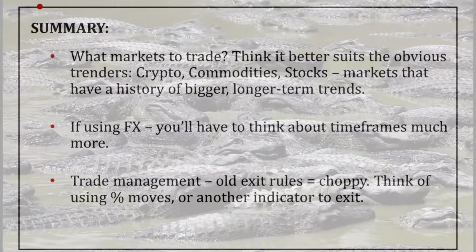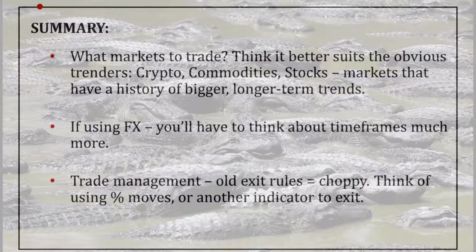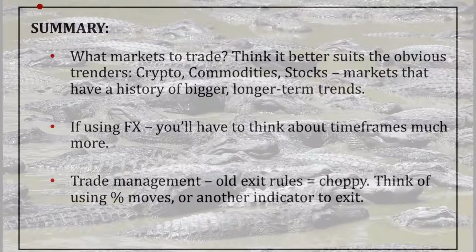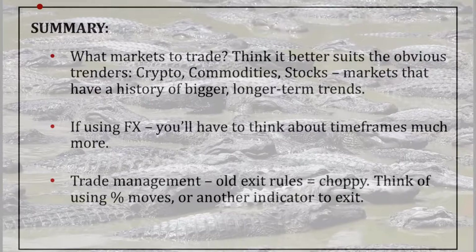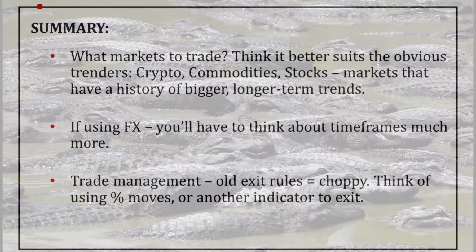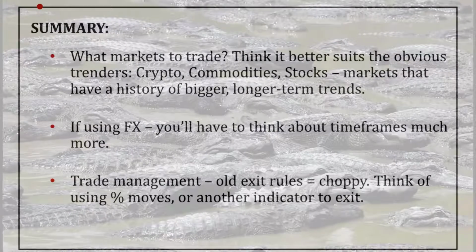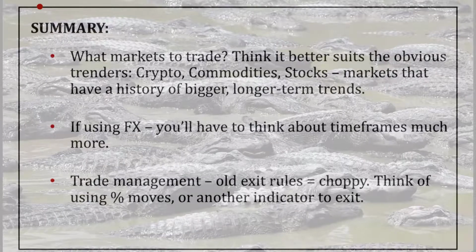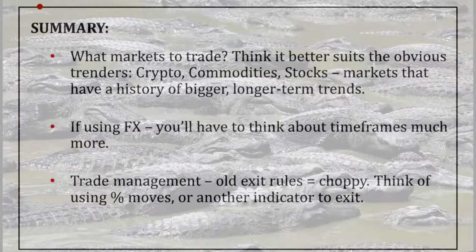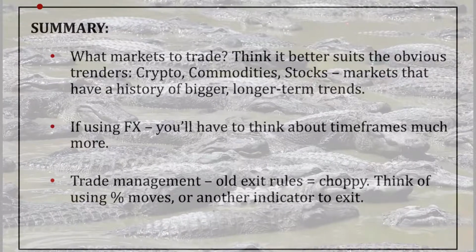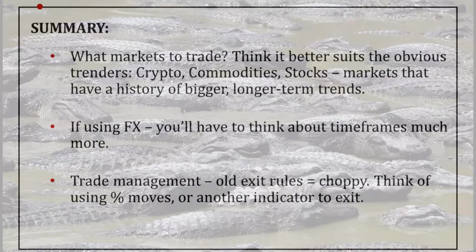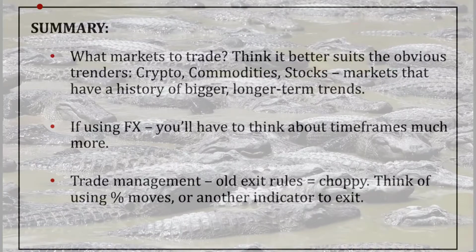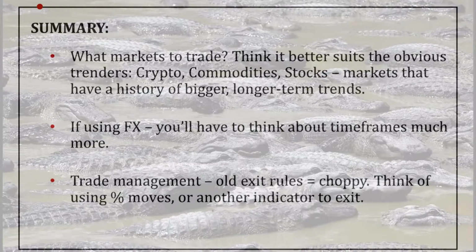So what markets can you use to trade this in? Well, this is my own opinion. I think it better suits the obvious trenders from the historical ones like cryptos, commodities, stocks that are known for good big long-term trends and moves. FX is a lot more inconsistent with its trends. A lot of those pairs are tricky to trade, so maybe something like CAD JPY or the Australian dollar might be a better bet.